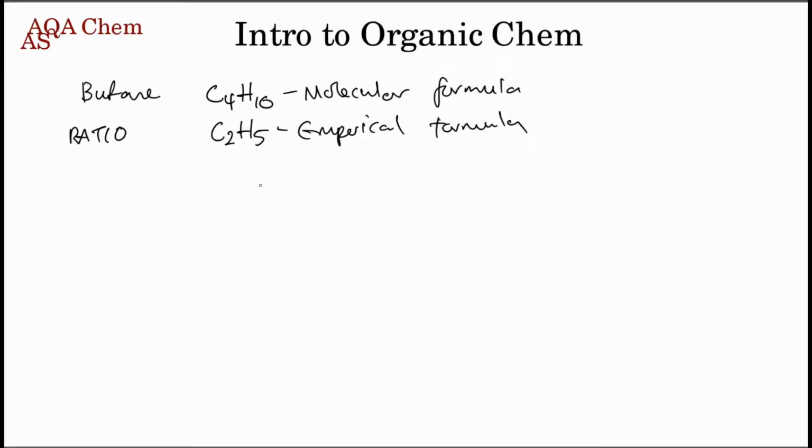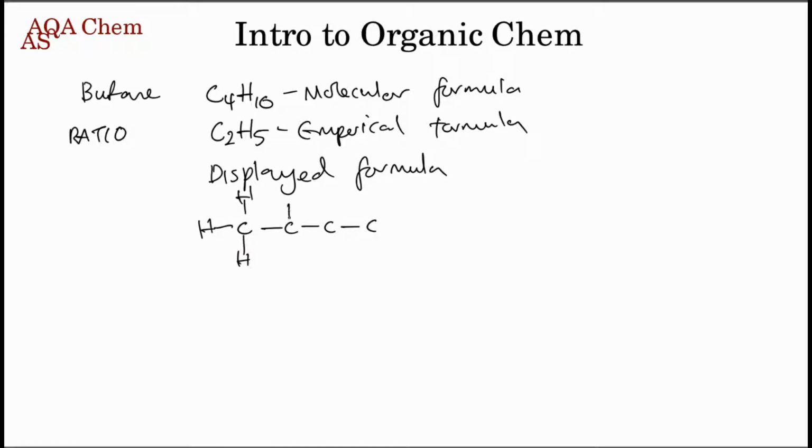Now you also have the form that draws it all out, so you can see it all nicely displayed in front of you, and that's, funnily enough, called the displayed formula. And that, if we draw it out, is C. You got 4 C's. Right? That's the backbone of your molecule. And then you got the H's coming off it, because remember, carbons must have 4 bonds. 1, 2, 3, 4 bonds and everything. There's your 4 carbons, and there's your 10 hydrogens.